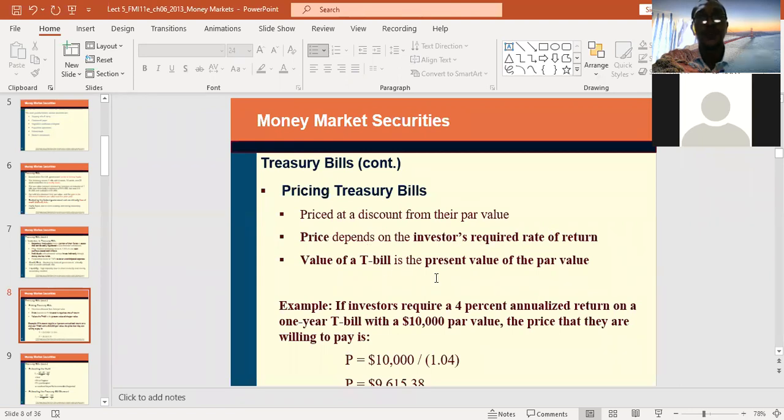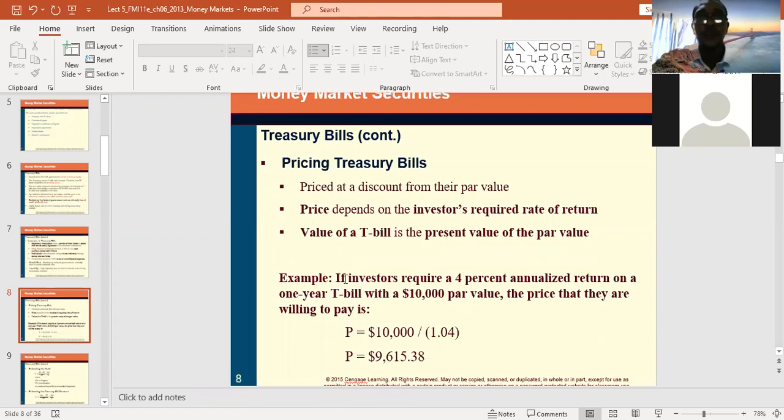So the value of the Treasury bills is the present value of the par value. If you look at this equation here, for example, if investors require a 4% annualized return on a 1-year Treasury bill with a 10,000 par value, the price that they are willing to pay would be the par value, 10,000, divided by 1 plus i. 4% is 0.04, plus 1, 1.04. So this is the price, 9615.38. If the required rate of return is, let's say, 10%, this price will reduce. So the higher the required rate of return, the lower the price. That is why the required rate of return determines the price of the Treasury bills.